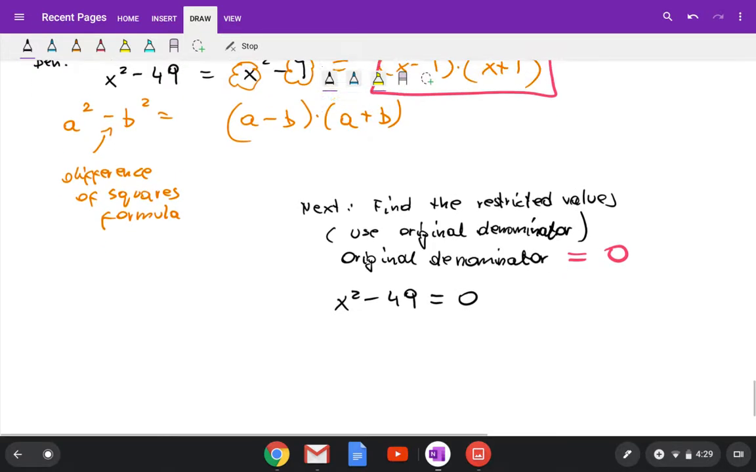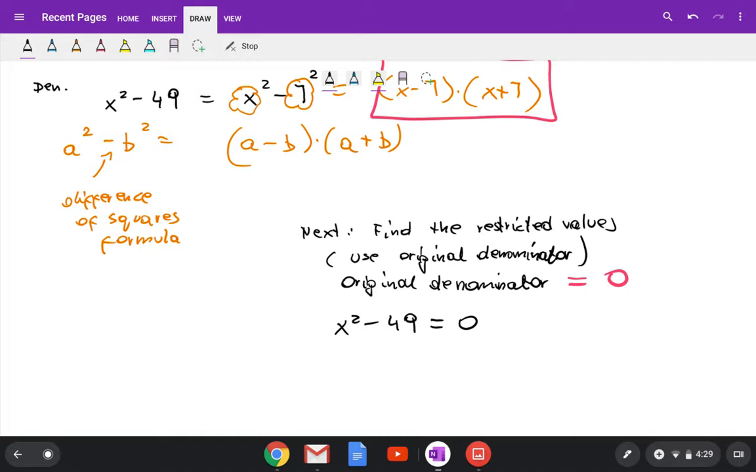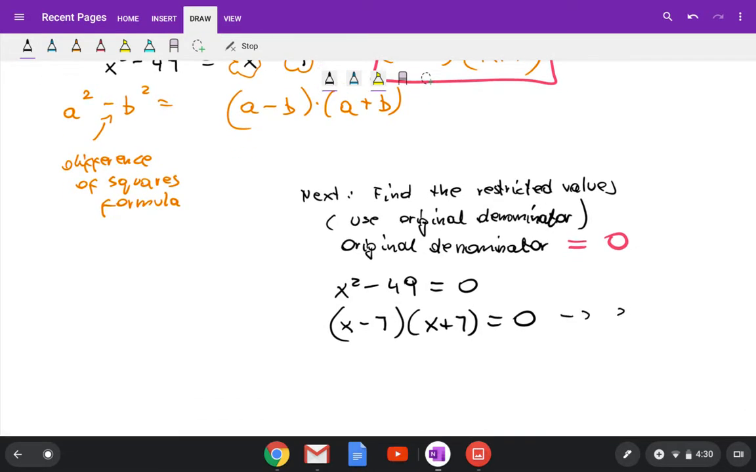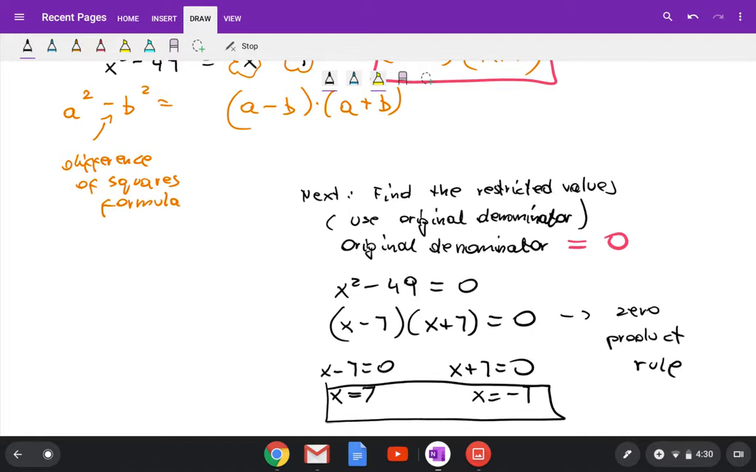Now, this is easy already because you factored the denominator already, and this is the same as x minus 7 times x plus 7. So here you can use that zero product rule, which means take each factor and make it equal 0. So we're solving two equations. We end up with x equal 7 and x equal negative 7. So we have two restricted values.